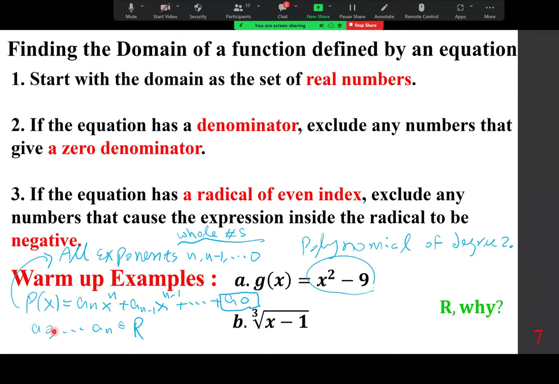What about this one? If you go back here, a radical of even index, the index is odd. It's an odd number, everybody. Okay. So pretty straightforward.